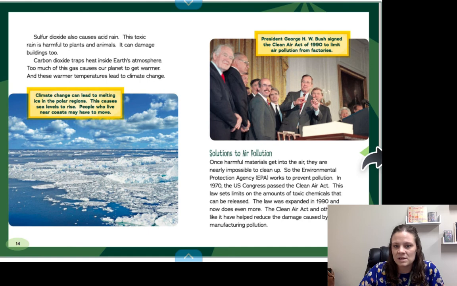Solutions to air pollution. Once harmful materials get into the air, they are nearly impossible to clean up. So the Environmental Protection Agency, or the EPA, works to prevent pollution. In 1970, the U.S. Congress passed the Clean Air Act. This law sets limits on the amount of toxic chemicals that can be released. The law was expanded in 1990 and now does even more. The Clean Air Act and others like it have helped reduce the damage caused by manufacturing pollution.